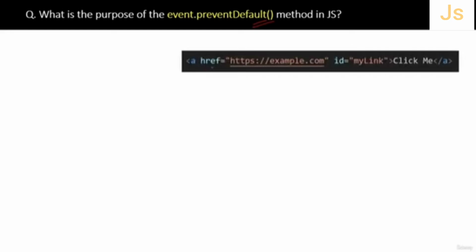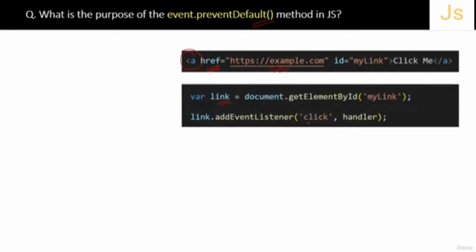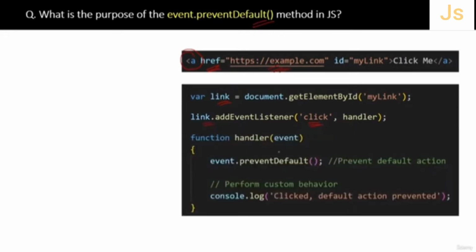What is the purpose of the event.preventDefault method in JavaScript? For example, we have a link on our web page like this. Now the requirement is that we want to disable the default click event of this hyperlink. For that, first we will get the reference as always. Then we will attach an event to the click event of this link. And then we will call the preventDefault method of the event object.